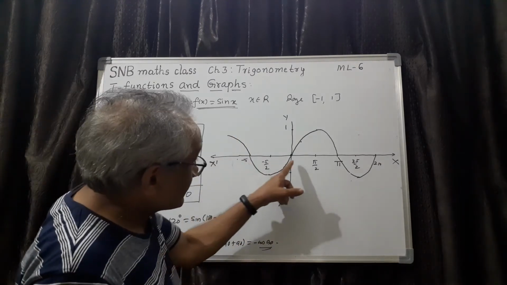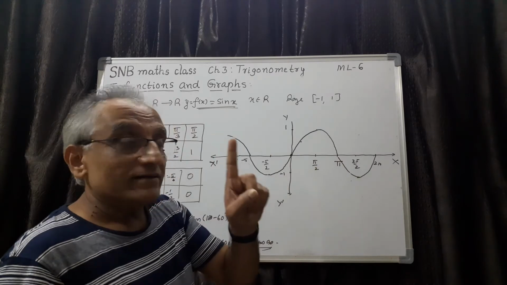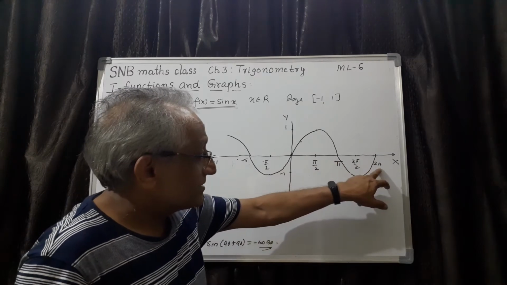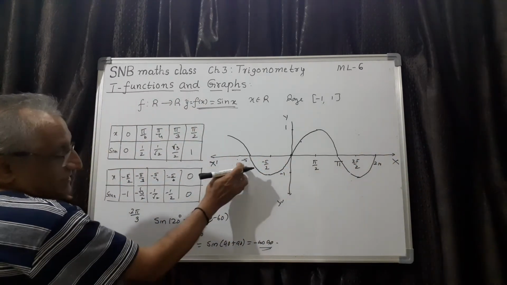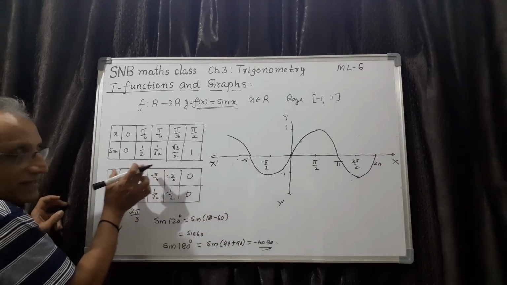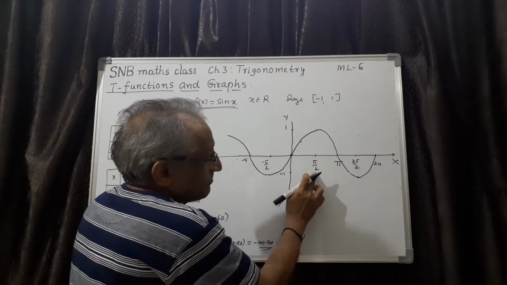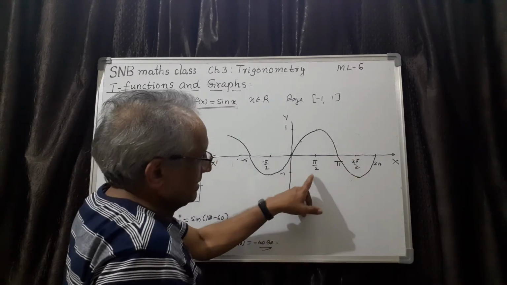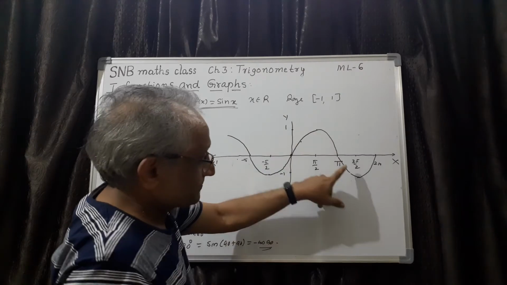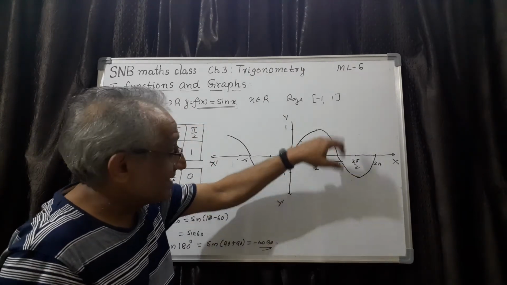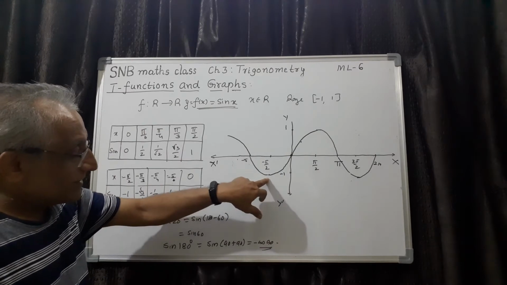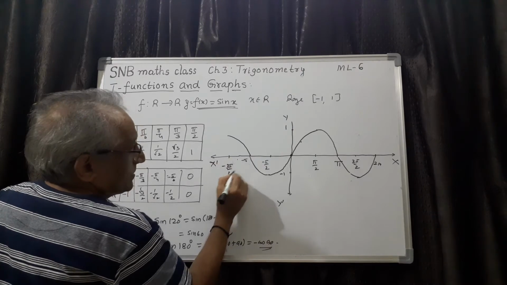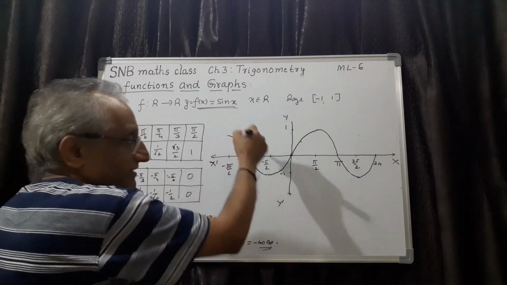And remember, it cuts the x-axis at all multiples of pi: 0, then pi, then 2 pi, like that. And on this side it is minus pi, then minus 2 pi, minus 3 pi, like that. And at all odd multiples of pi by 2, it is either plus 1 or minus 1, you can check. At pi by 2 it is 1, the maximum value. At 3 pi by 2 it is minus 1, alternating. Here at minus pi by 2 it is minus 1, and at minus 3 pi by 2 it is plus 1. So this is the nature of the graph of the sine function.